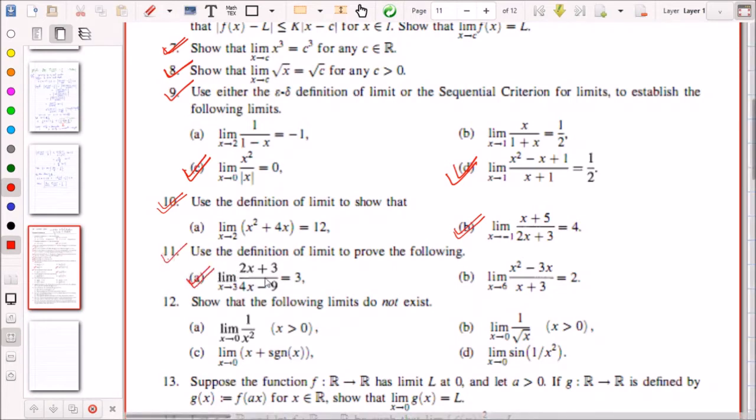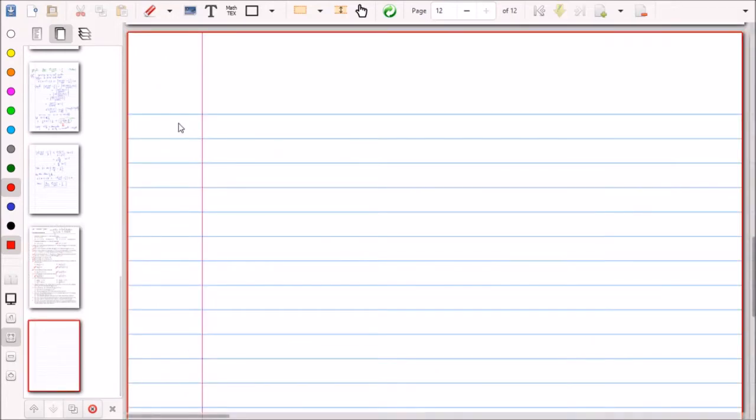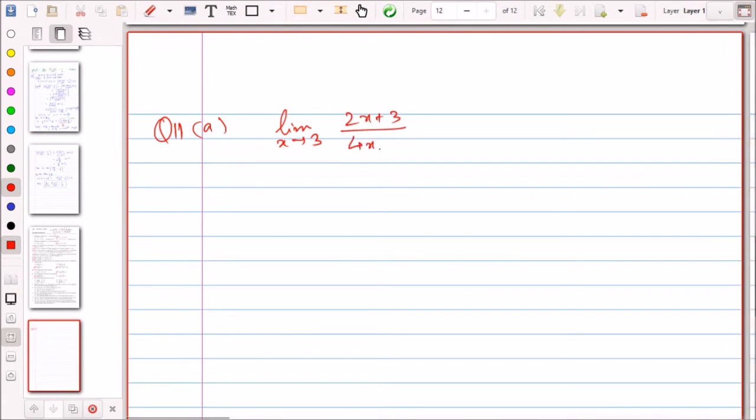So I will do this question. This is limit x tends to 3, (2x plus 3) upon (4x minus 9) equal to 3. This is what we have to show. We will start with question number 11 A part, where we have to show limit x tends to 3, (2x plus 3) upon (4x minus 9) is equal to 3.